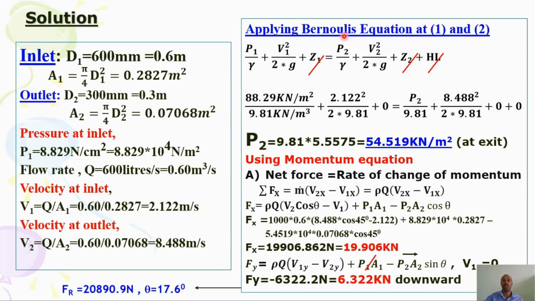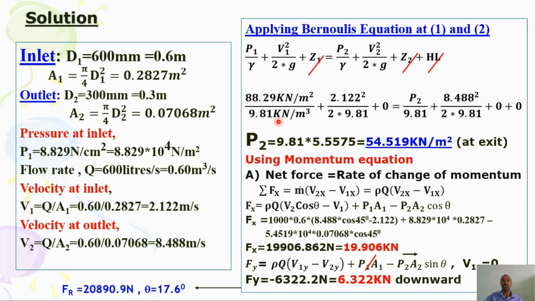So at section 1 you have pressure head P1 over gamma plus V1 squared over 2g plus Z1 equal to P2 over gamma plus V2 squared over 2g plus Z2 plus head loss. There is no head loss, so neglect head loss between section 1 and section 2. Now you can insert the parameters into the equation. Then the only unknown is P2, so the pressure at exit will be computed.